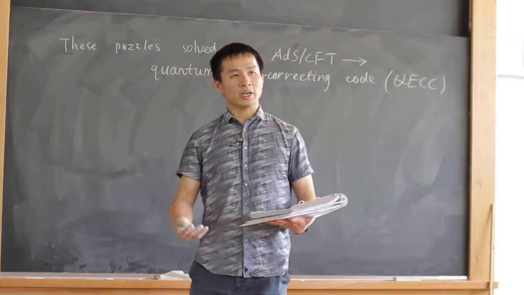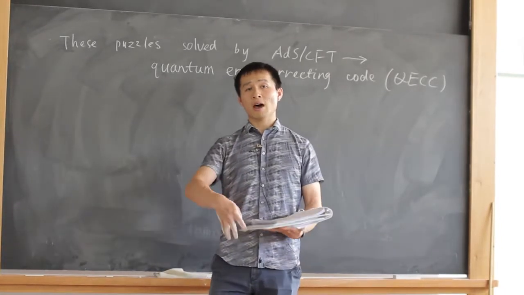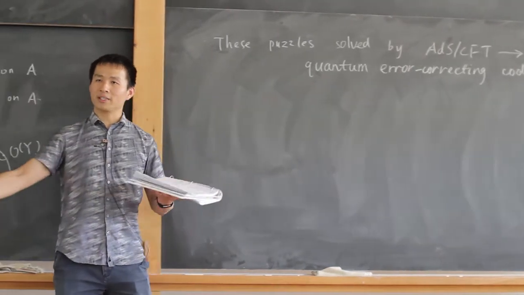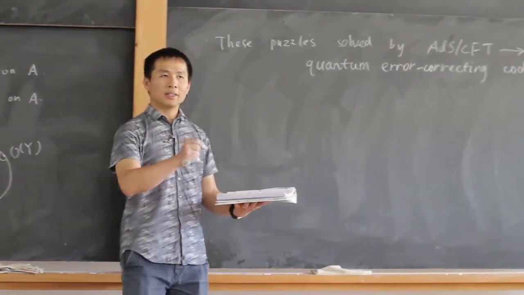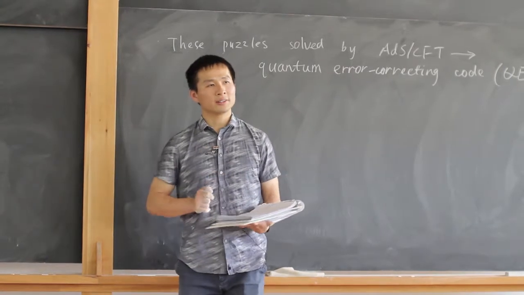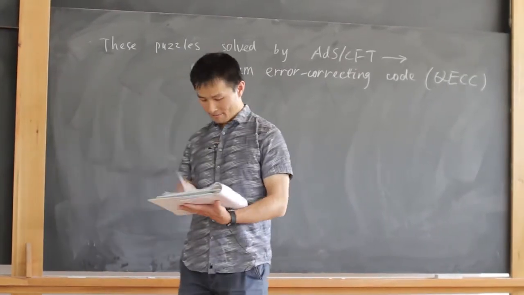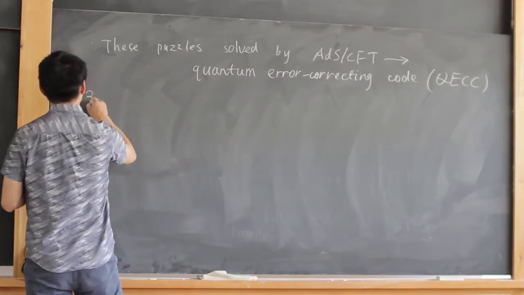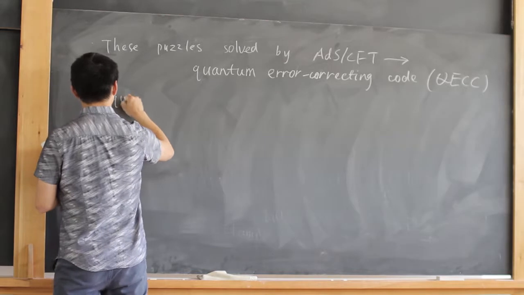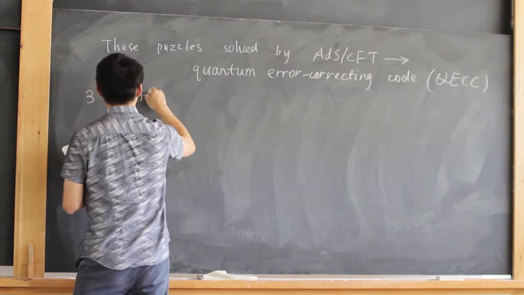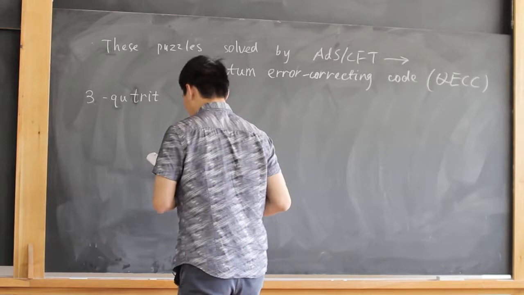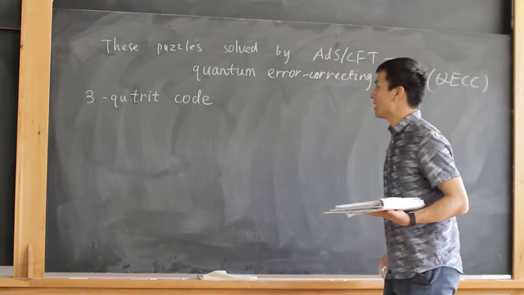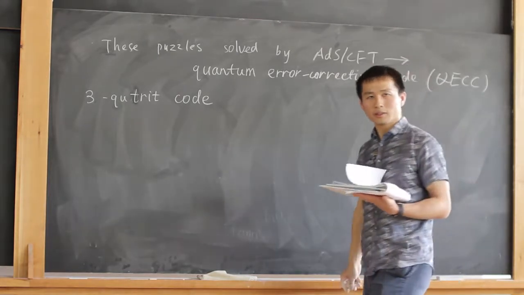It's designed to encode quantum information into the non-local structure of entanglement between many degrees of freedom, and therefore, because it's non-locally encoded, any local error will have a small chance of corrupting that information. So those are the general statements. Let me give a concrete example. Turns out the most instructive example is a quantum error-correcting code that I will call a 3-qutrit code.